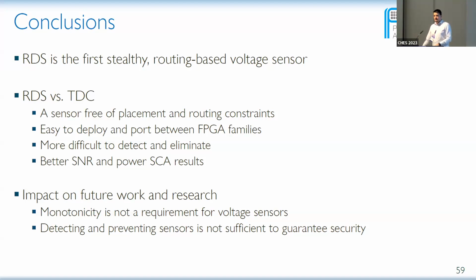It impacts future work because it shows, first, that monotonicity is no longer required for voltage sensors in the sense of power side-channel attacks. And also, it shows that detecting and preventing sensors is not sufficient to guarantee security, because current state-of-the-art detection methods also include detecting carry chains, and we eliminated that. So it's kind of a cat and mouse game, so it's not enough to guarantee security.